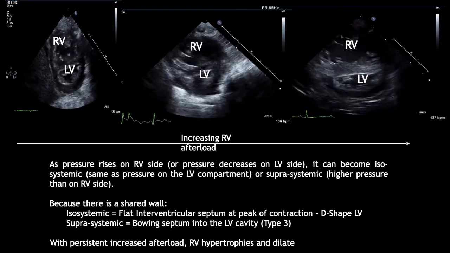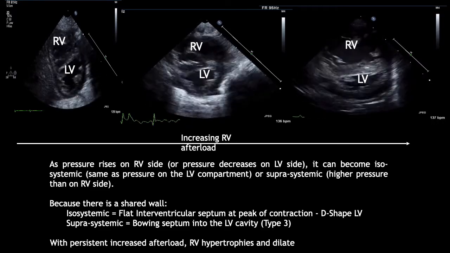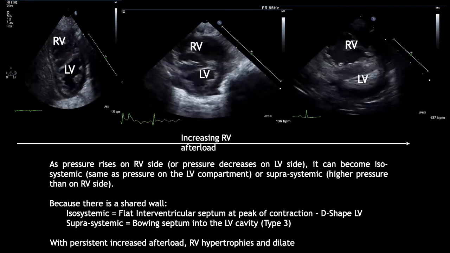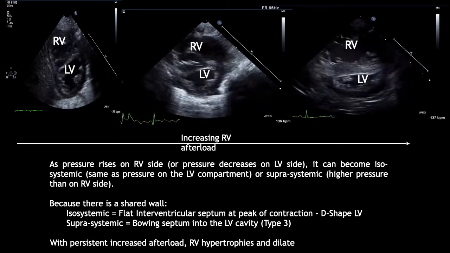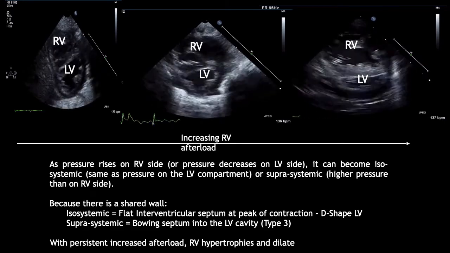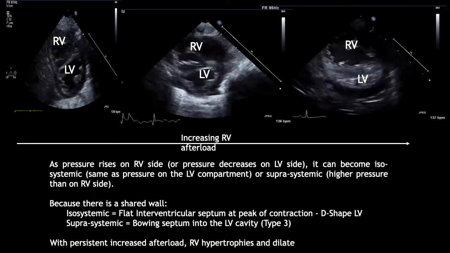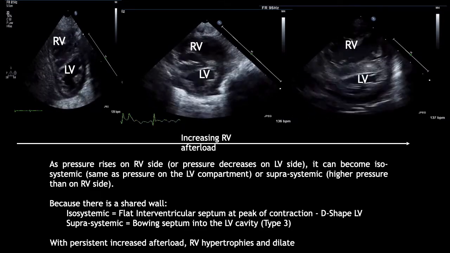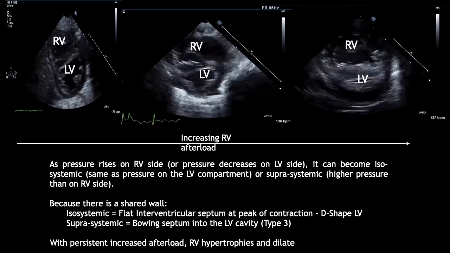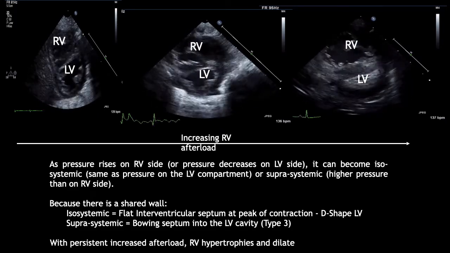So here you can see that there's various degrees of septal flattening, and as the RV afterload increases, you get dilatation of the RV, and eventually you can even get this kind of pancaking of the LV where you get some impingement within the LV cavity. And typically we see this bowing septum in patients who have some degree of suprasystemic pulmonary pressures.